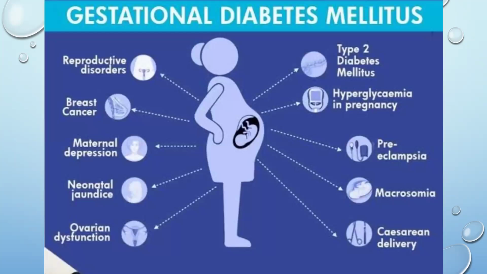Gestational diabetes mellitus leads to vast complications. It leads to type 2 diabetes mellitus and hyperglycemia in pregnancy. There is a predisposition to preeclampsia, macrosomia, and cesarean deliveries. Also, it leads to reproductive disorders, breast cancer, maternal depression, neonatal jaundice, and ovarian dysfunctions.